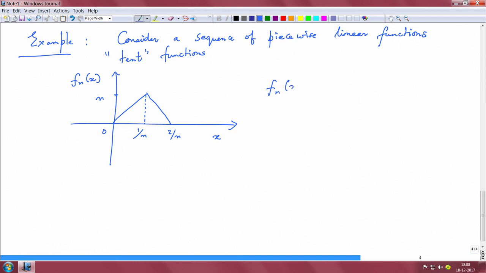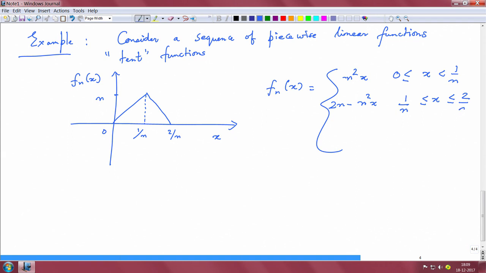So you can describe this function as n square x in the interval 0 less than or equal to x less than 1 upon n, it is 2n minus n square x in the interval 1 upon n less than or equal to x less than or equal to 2 upon n, and it is 0 for 2 upon n less than or equal to x less than or equal to 1.